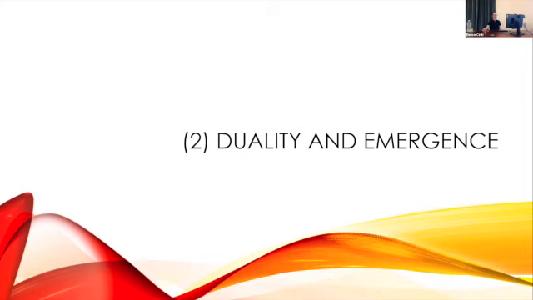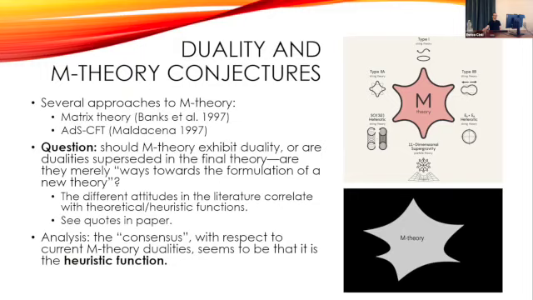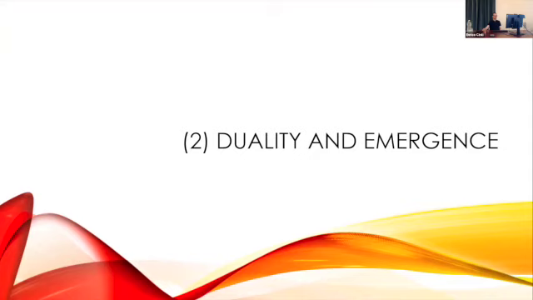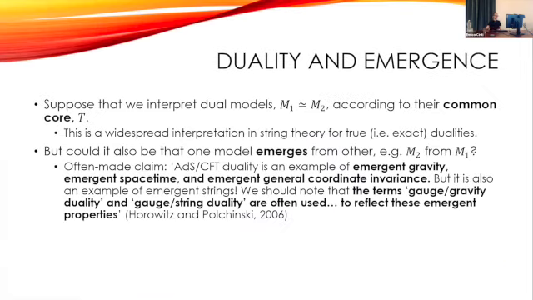So the second aspect then about these dualities that you often see in the physics discussion, which is also, I would say, not always very clear, is the issue of duality and emergence. So suppose that we interpret dual models according to their common core. So we have 2 dual models in the usual way, and we have a common core. And this is a widespread interpretation in string theory for exact dualities. Now, could it be that when we have such an exact duality, one model emerges from the other? So for example, that N2 emerges from N1.